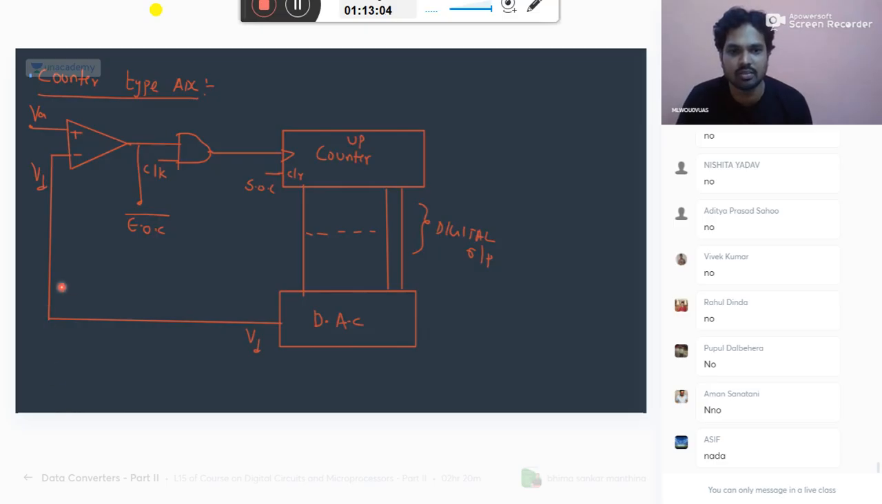Let me take, for example, it is a DAC with a step size equal to 1 volt. And let me take input equal to 6.2.